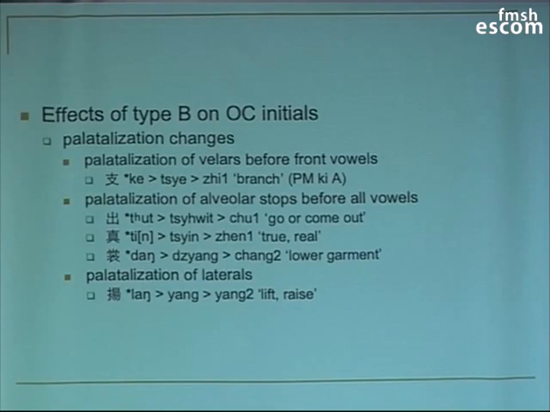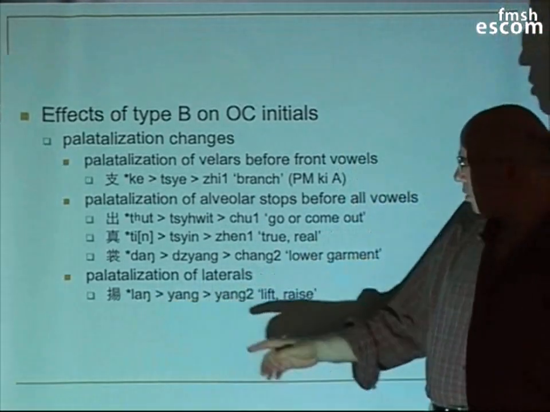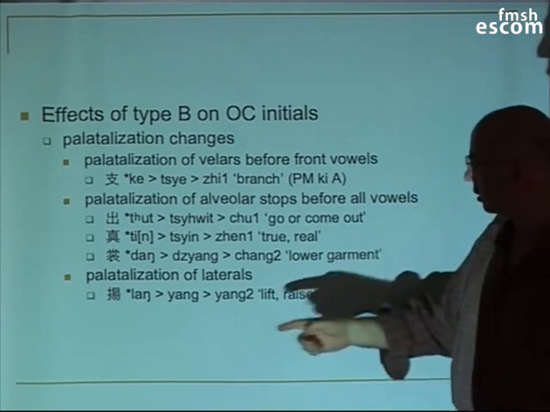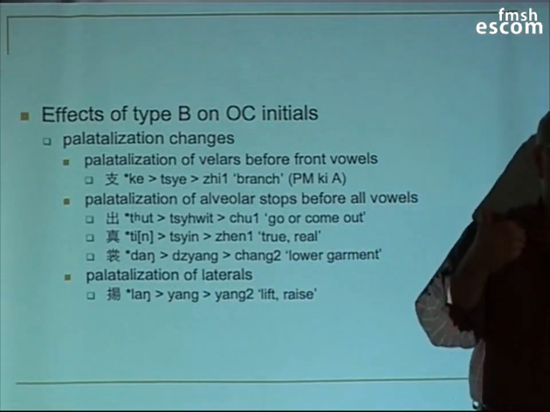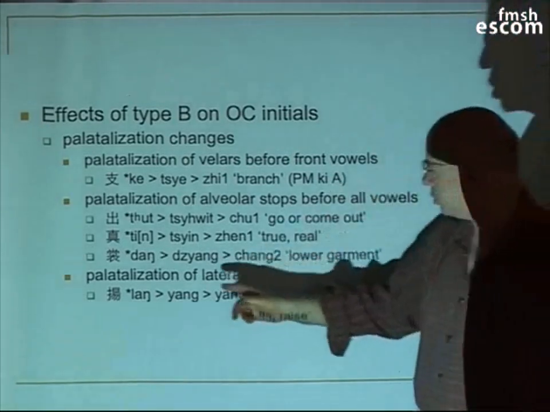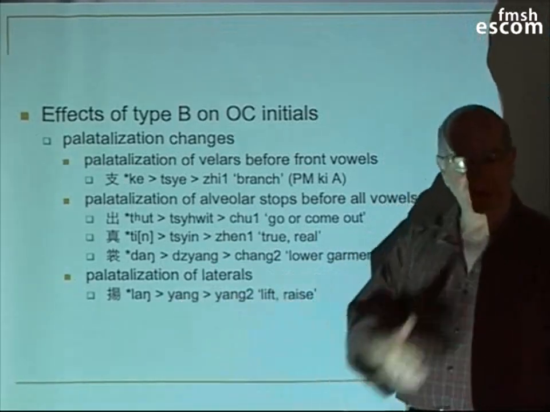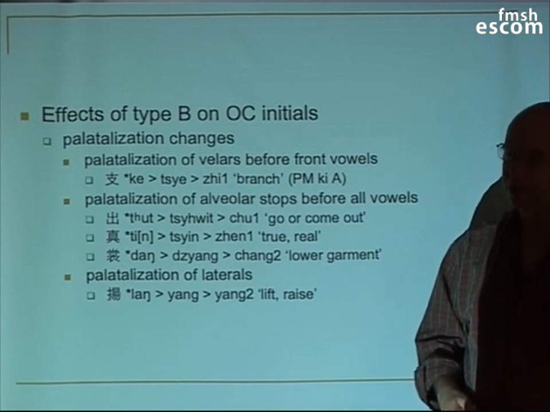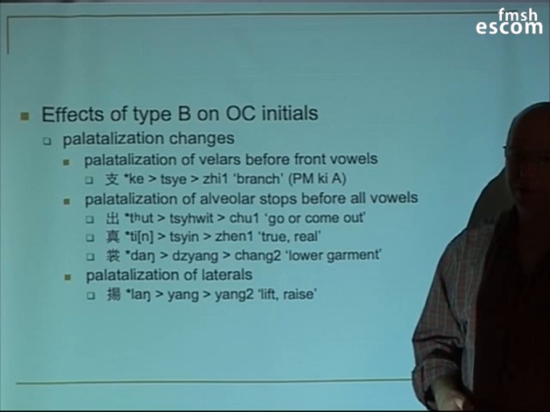Catalyzation of laterals. An L in type B will catalyze to a yod in Middle Chinese, and that's a very common situation. This change explains why in phonetic series like this one you get both D and TH in type A and Y in type B. Because all Chinese laterals go to D and TH in type A, and to yod or xi in type B. So in the same series, you will get T, D, Y, X, but not T. Okay? You understand why?